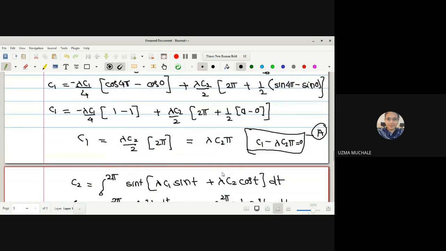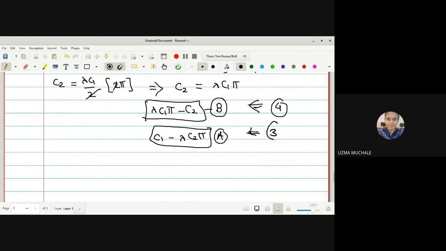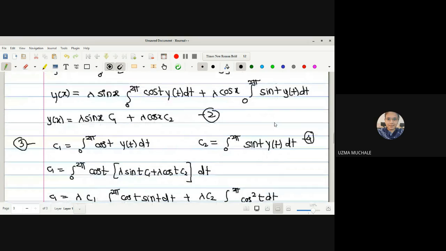What is our A? C1 minus lambda C2 pi. This was our equation A. It was arrived from our equation 4 and this was arrived from equation B. Correct? Any doubt up to this? No, ma'am.